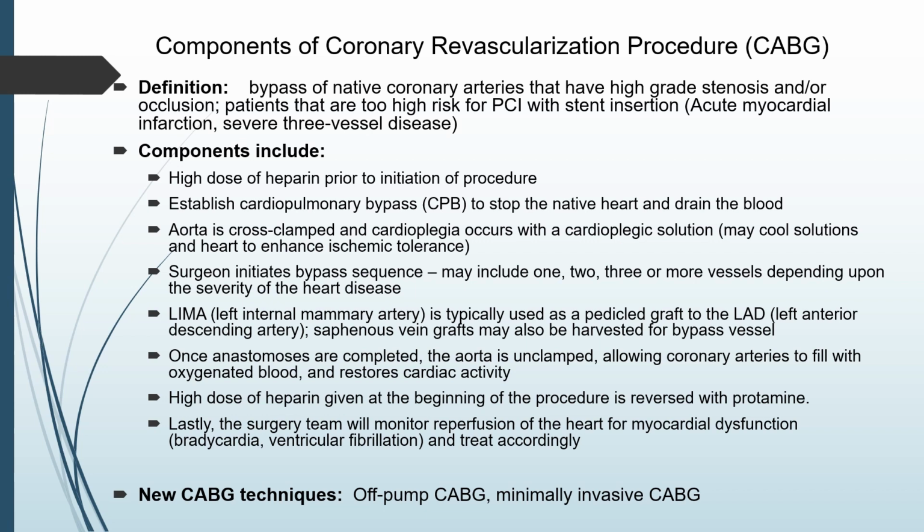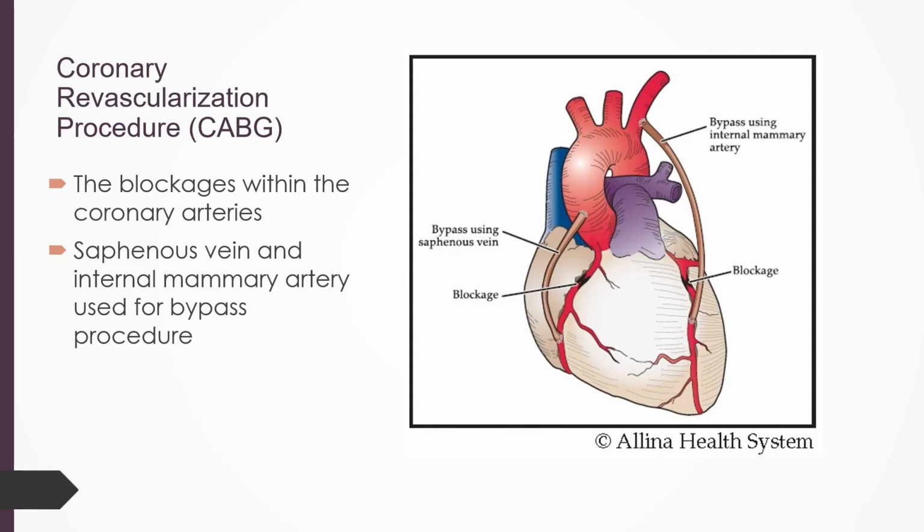Once anastomoses are completed, the aorta is unclamped, allowing coronary arteries to fill with oxygenated blood, and restores cardiac activity. High dose of heparin given at the beginning of the procedure is reversed with protamine. Lastly, the surgery team will monitor reperfusion of the heart for myocardial dysfunction, bradycardia, ventricular fibrillation, and treat accordingly. New CABG techniques: off-pump CABG, minimally invasive CABG. The illustration on the right side shows coronary blockages and how the bypasses are achieved.